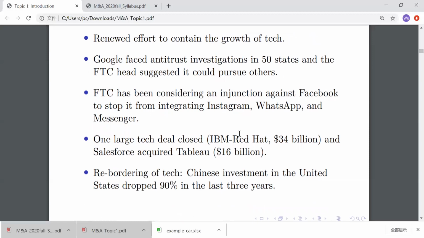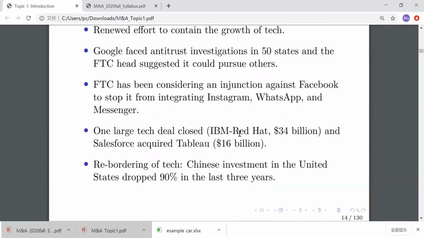Another big deal, one large tech deal that closed this year, is the deal between IBM and Red Hat, right? That deal was worth 34 billion, and also the deal between Salesforce and Tableau, which is worth 16 billion. Yes, these are all big technology deals. IBM we all know. Red Hat is a business services company. Salesforce is an ERP company. Tableau, we also know, is a business service company as well.